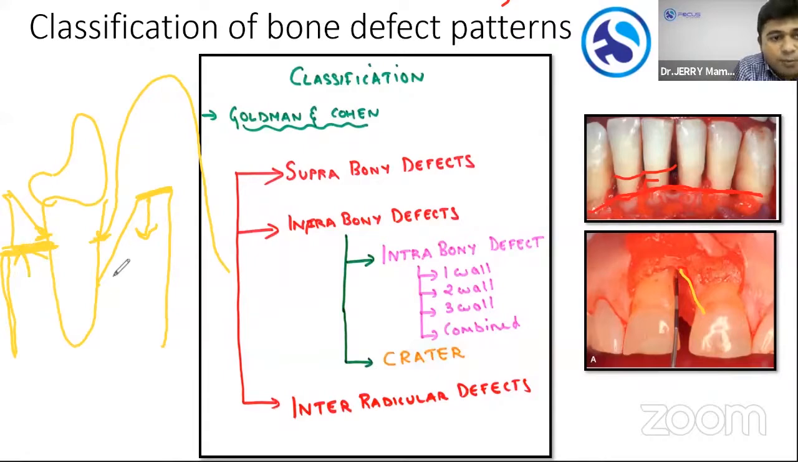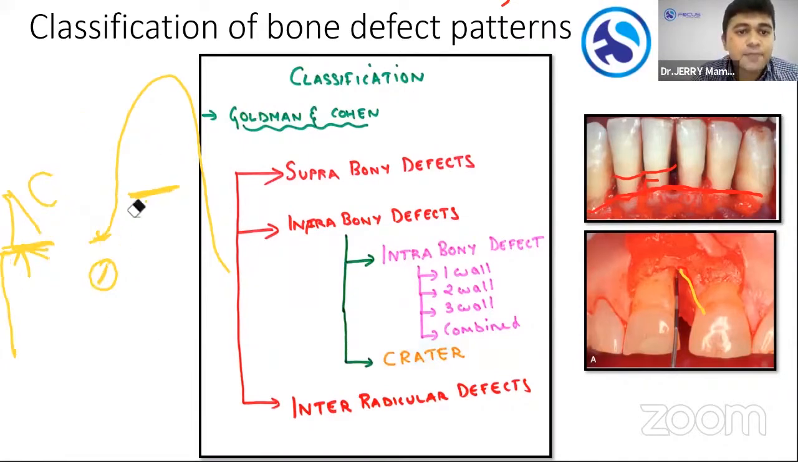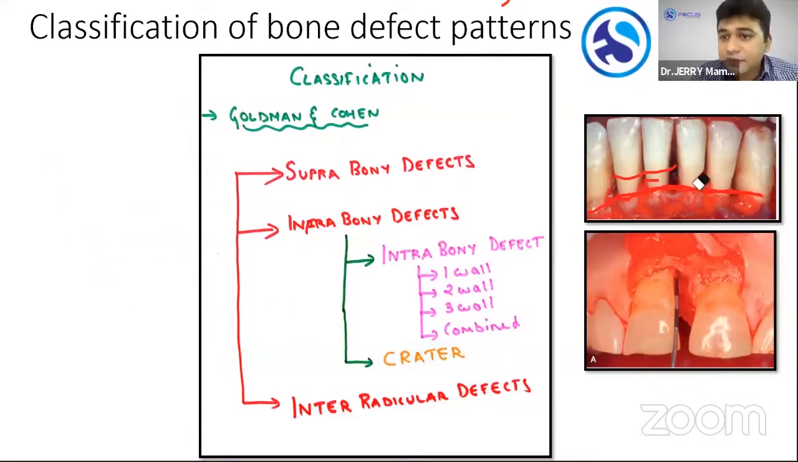But in this case, look at the bony defect. The bony defect is again at a much lower level than the crest of the alveolar bone. So that is the basic difference between a horizontal defect and an angular defect, or supra-bony defect and infra-bony defect.